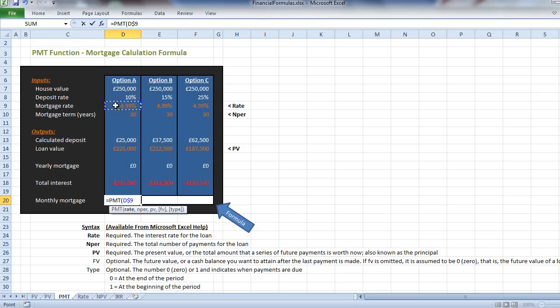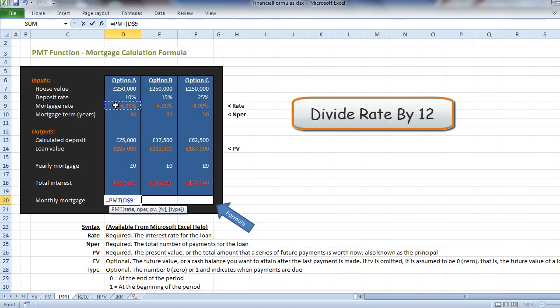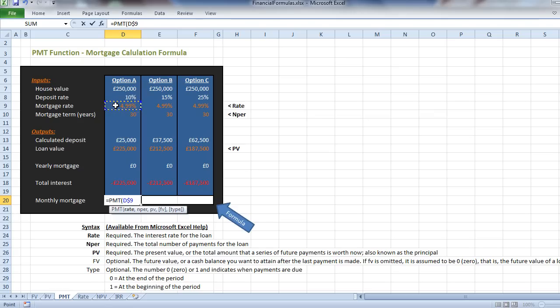Now, this is important because we want to calculate the monthly mortgage amount. Okay, it's the monthly repayment that we're interested in. So we're going to further advance this function. We need this to be divided by 12 because the rate, 4.99%, is an annual rate. So let's put it into a monthly rate, 12 months in a year, divided by 12.